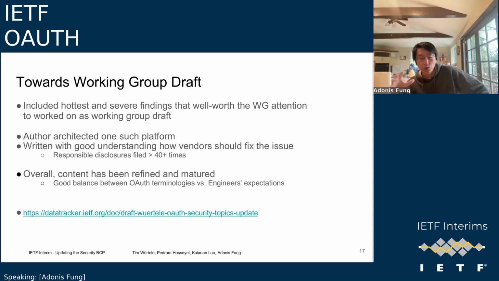And now we are bringing everything together, and we rewrite this draft with all the latest findings, the hottest findings that people want to know. We try to make a good balance between these OAuth terminologies, client, AS, and the engineer expectation. We hope that this draft is written in a way that engineers can easily consume, digest, and make the responsible fixes by themselves. And the outcome is this URL.